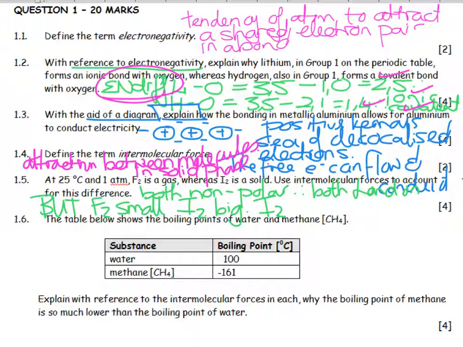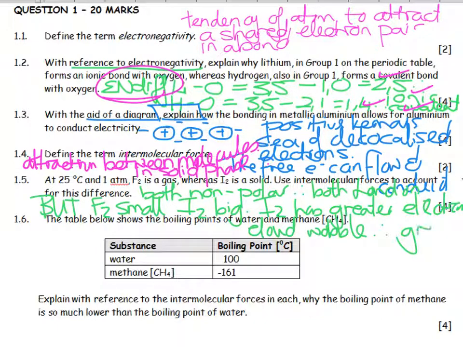Iodine has a greater electron cloud wobble, therefore greater intermolecular forces. You need to focus in on what is the difference between those two.